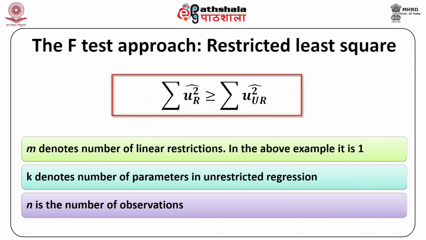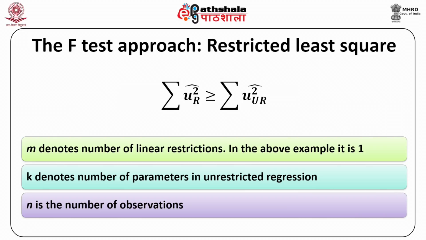Note that sigma u hat squared R is greater than or equal to sigma u hat squared UR. M denotes the number of linear restrictions. In the example, it is 1. K denotes the number of parameters in the unrestricted regression. N is the number of observations.